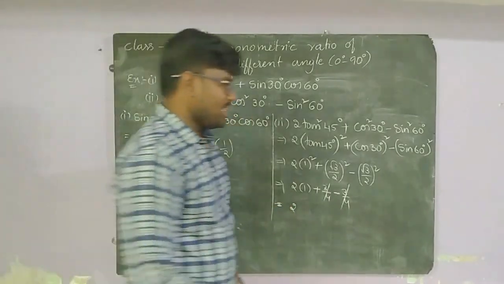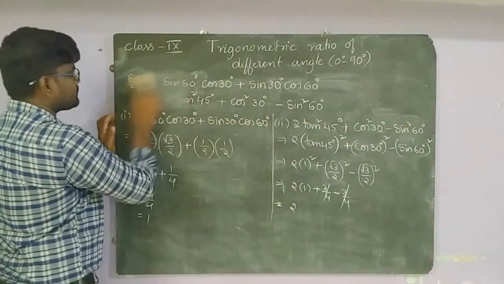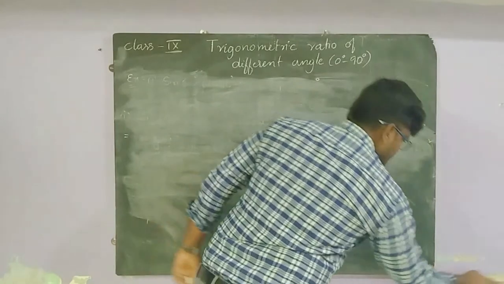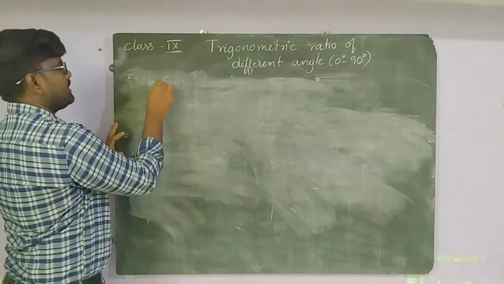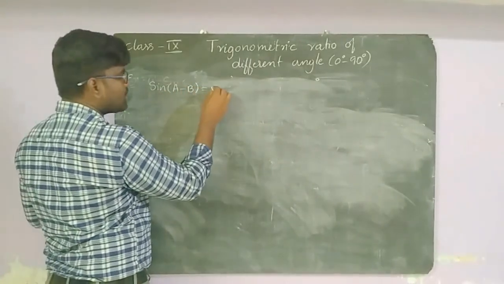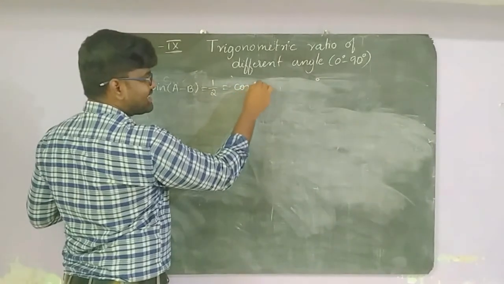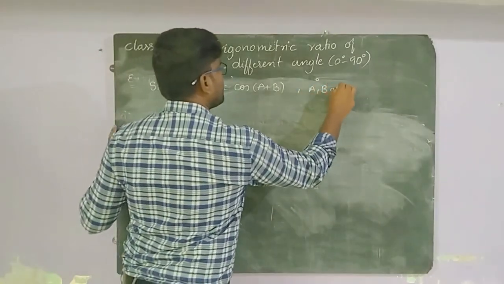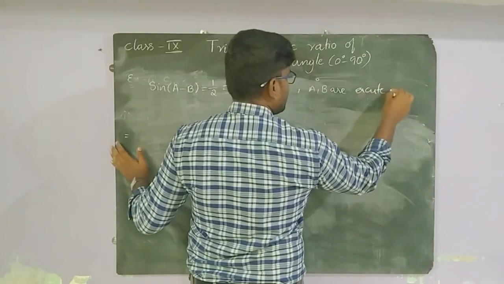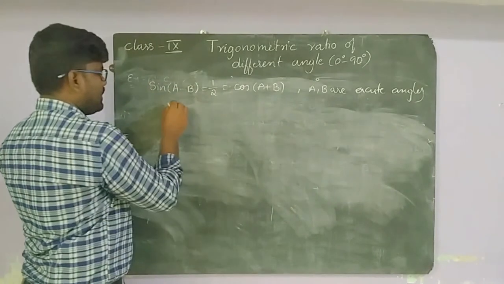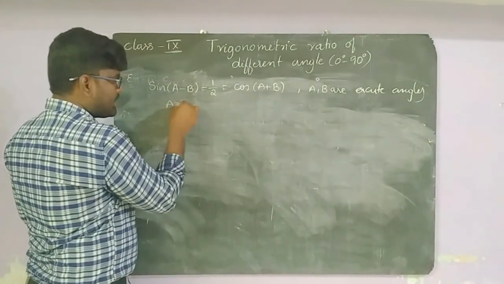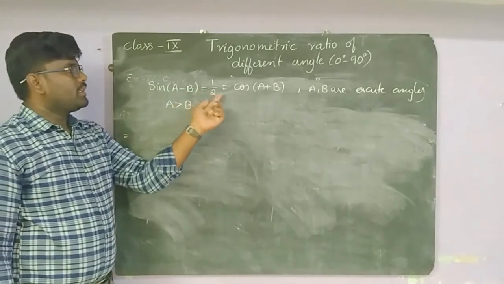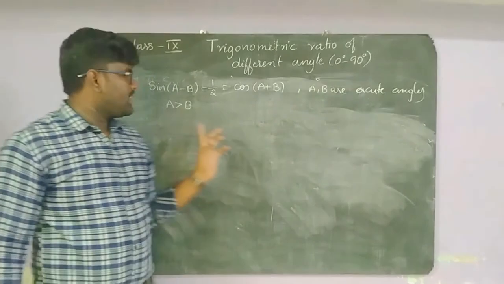In the same way, similarly, we can look at another example. If sin of A minus B is equal to 1 by 2, equal to cos of A plus B, and A and B are acute angles, with A greater than B. What is given? Sin of A minus B is 1 by 2, equal to cos of A plus B, and A and B are acute angles, A greater than B.